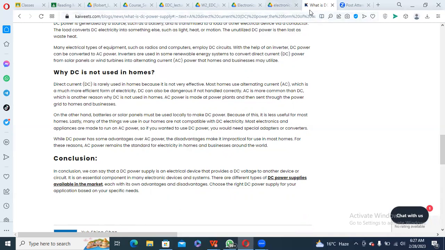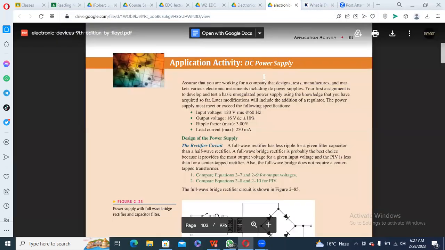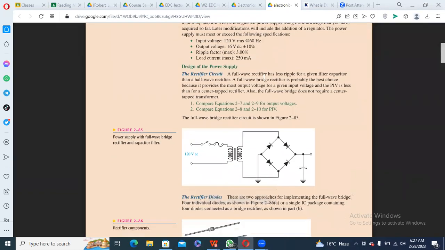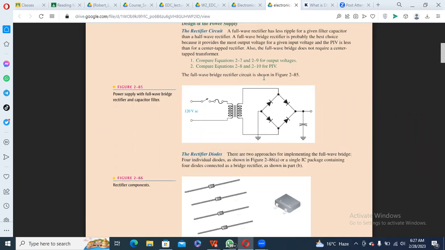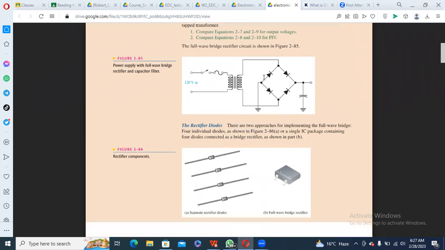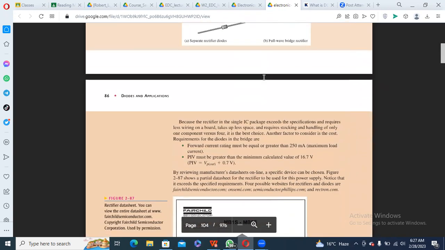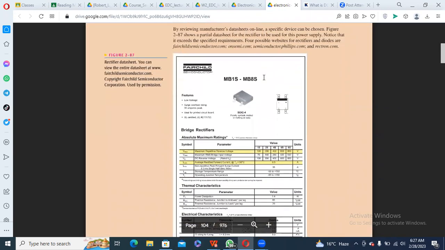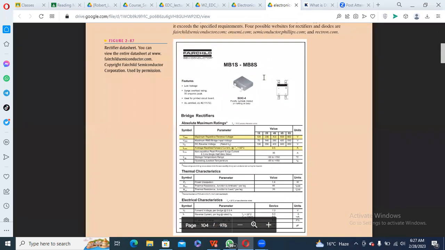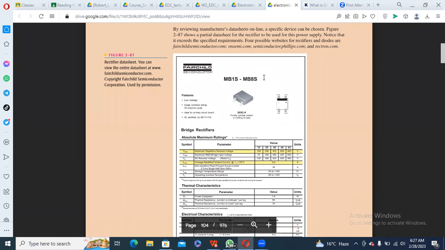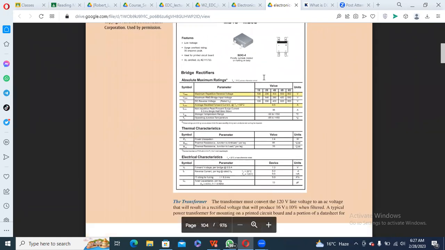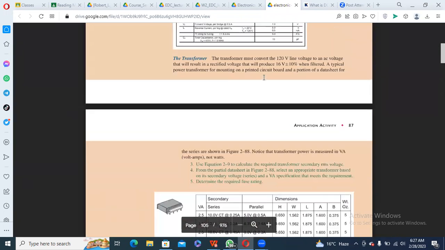From slides 85 to 91, rectifier circuit. A full wave rectifier has less ripple for a given filter capacitor. We have this very minute datasheet online. For a specific device, we can choose a particular datasheet for the rectifier to be used in the power supply. This datasheet can be transformed.